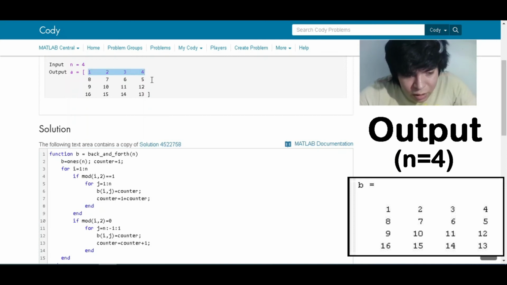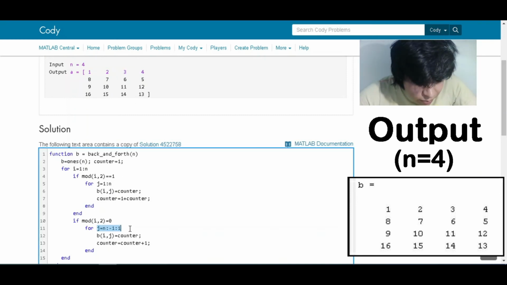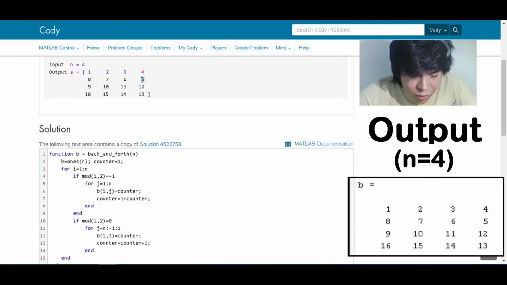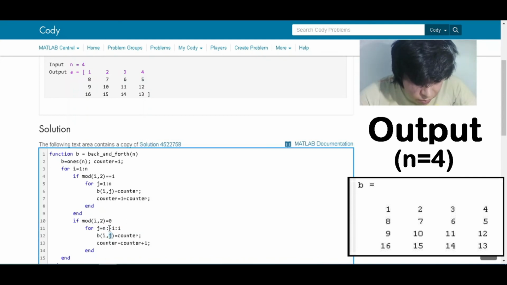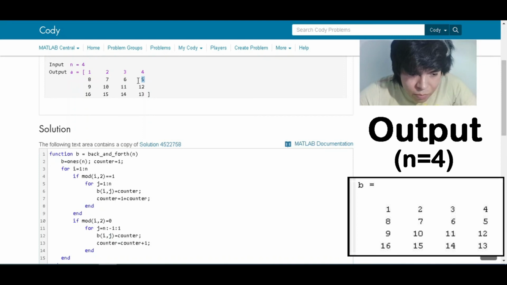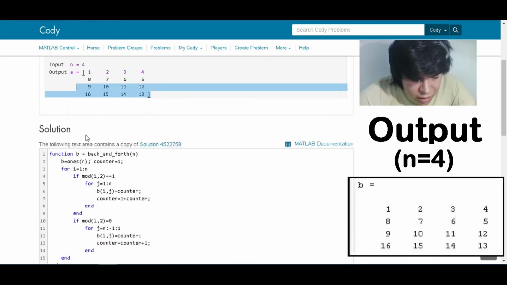When we get to an even row, then we start like this. For an even row, we start with n as a column, and then we keep going, but with a step of minus 1, minus 1, minus 1, minus 1. The counter keeps increasing by 1 with each iteration. When we have again an odd row, we just go like normal, 9, 10, 11, 12, and when we get to another even row, then we keep going with this algorithm here.